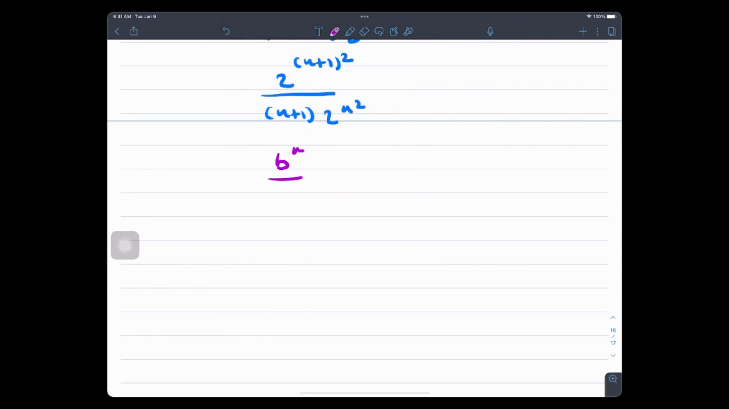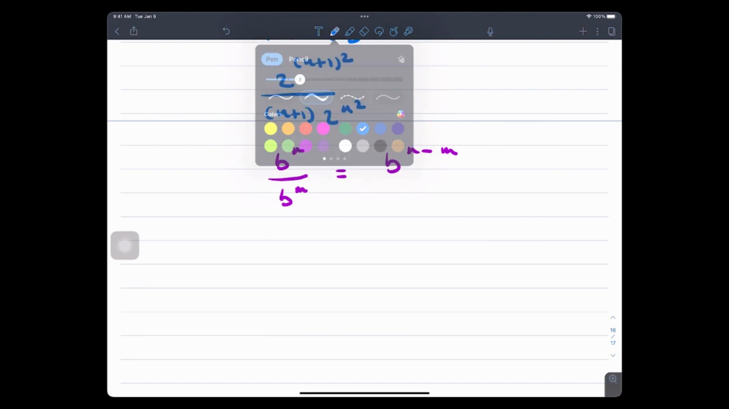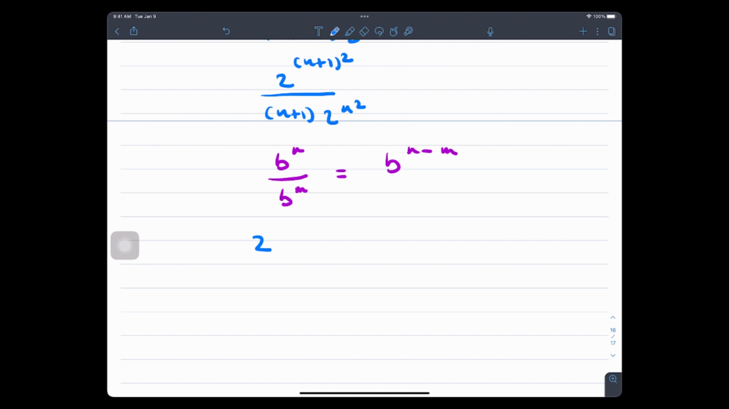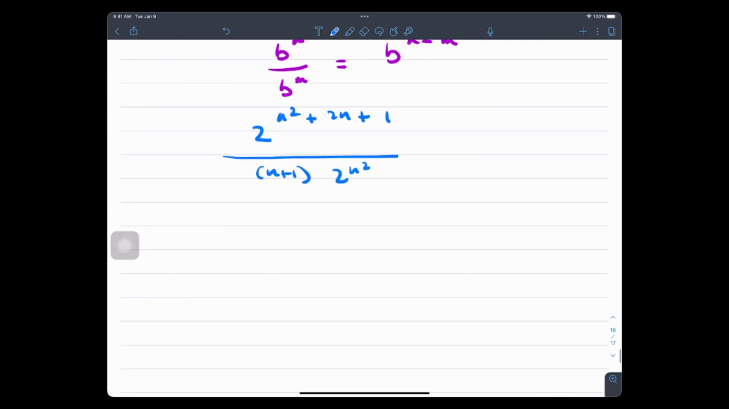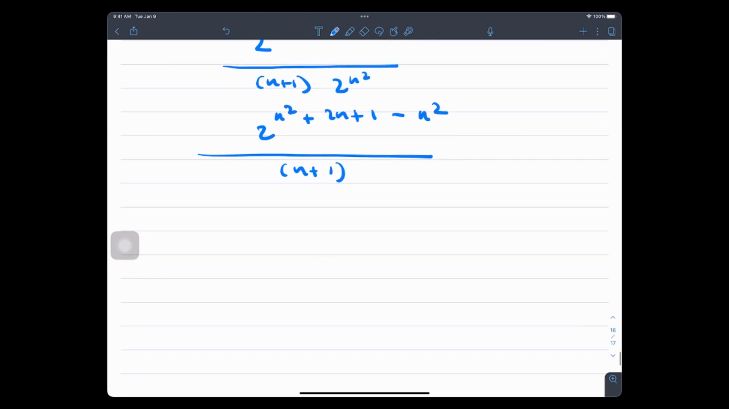Guys, remember you have b to the n over b to the m from algebra. What could you do? So this is what I mean. (n plus 1) squared, isn't that n squared plus 2n plus 1 if I expand that power? So this will be 2 to the n squared plus 2n plus 1 minus n squared, over really n plus 1, which is now 2 to the 2n plus 1 over n plus 1.